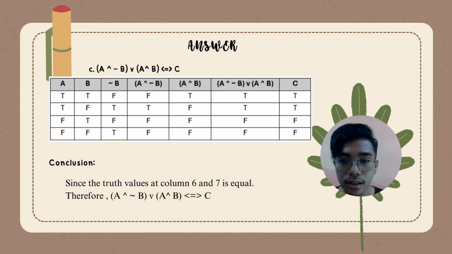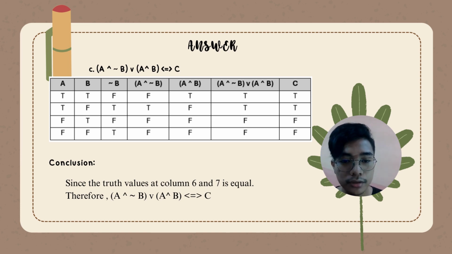For question C, A and not B or A and B is equivalent to C. For the first column we have A, the truth table is true, true, false, false. For the second column we have B, which is true, false, true, false. For the third column we have not B, which equals false, true, false, true. For the fourth column we have A and not B, which is false, true, false, false. For the fifth column we have A and B. The truth table is true, false, false, false. For the sixth column we have A and not B or A and B. The truth table is true, true, false, false.